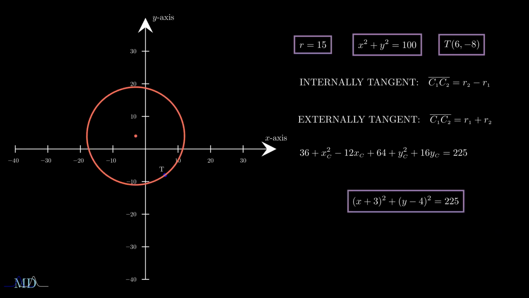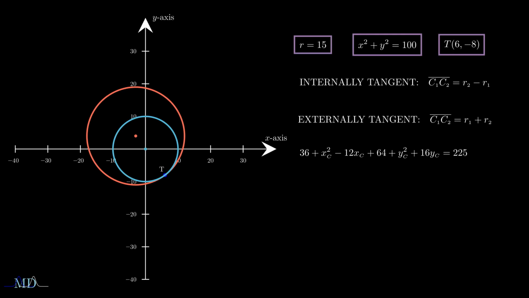We can draw this circle of radius 15 and center at the point of coordinates minus 3 and 4, and then drawing the given circle of radius 10 and center at the origin. We notice that they are actually internally tangent. Once we have found the internally tangent circle, we can move on and look for the equation of the externally tangent circle. We restart from the framed equation. That is the equation of circles of radius 15 that pass through the point T.